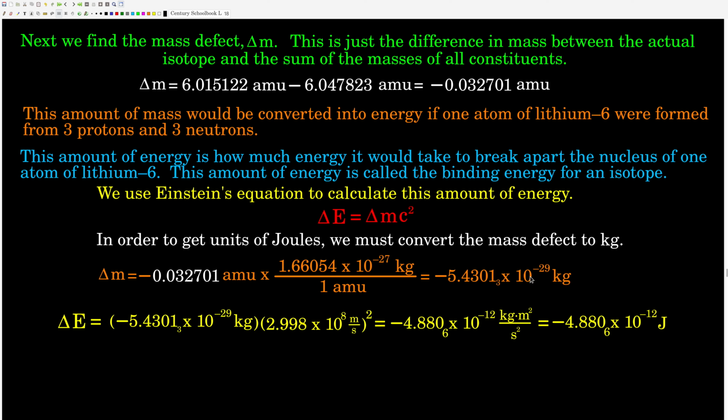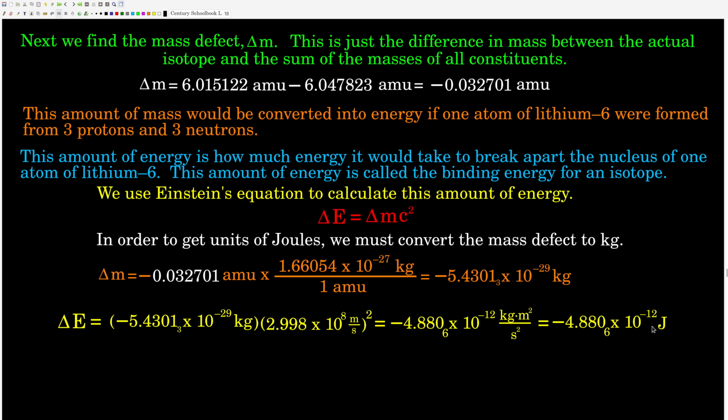All right, great. We can plug it into Einstein's equation, E equals mc squared. And we see that the binding energy, the difference in energy, is negative 4.881 times 10 to the minus 12 joules. The negative sign here comes about because of our negative sign right here. But binding energies are all positive numbers, how much energy we have to put in. So it's just the positive, positive 4.881 times 10 to the minus 12.